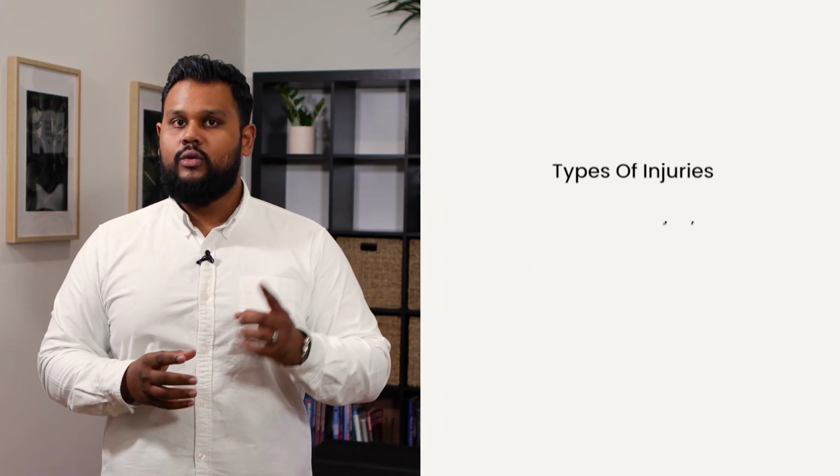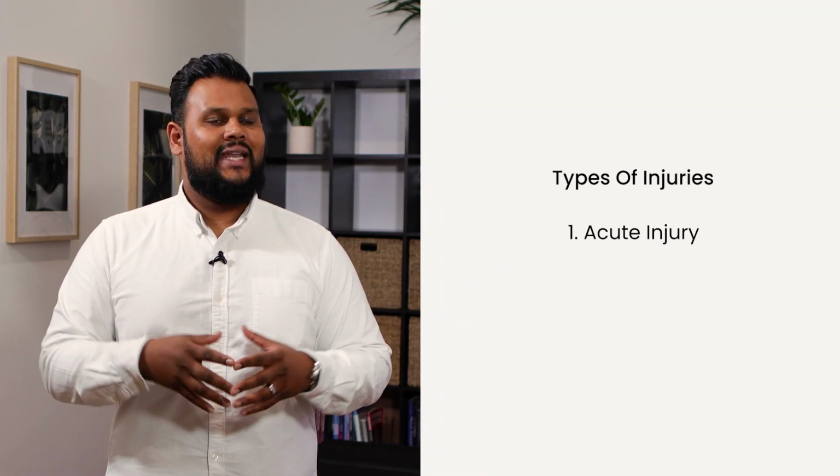So the first thing I want to unpack is why we get injured in the first place. The first thing that we want to do is make sure that we understand the mechanics as to why we get injured. So, like I mentioned before, there are two types of injury that we will encounter. The first one will be acute injury. Acute injury happens when we get hit by something.